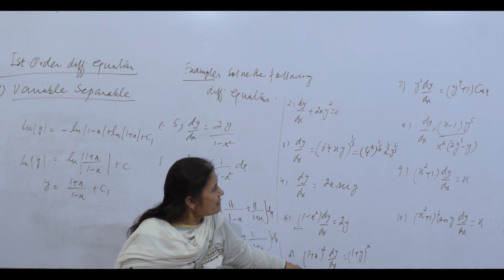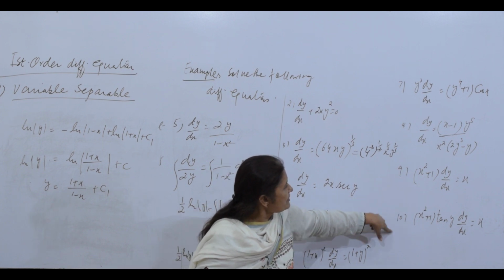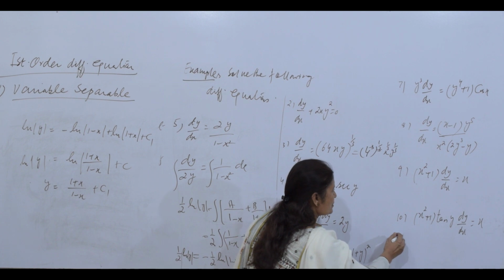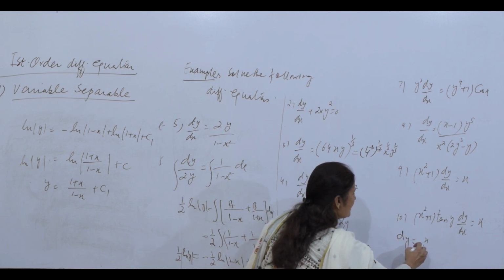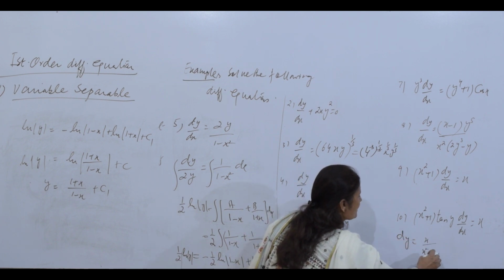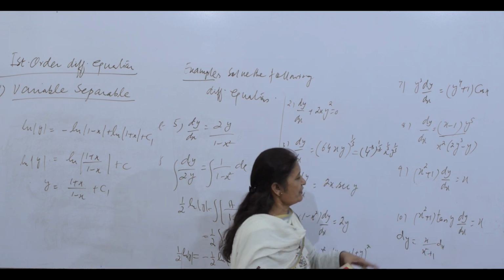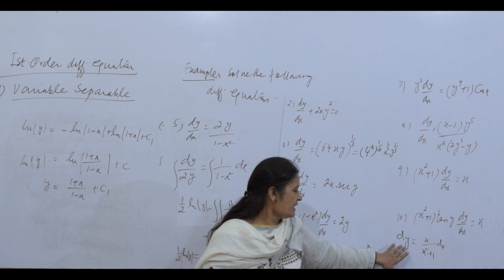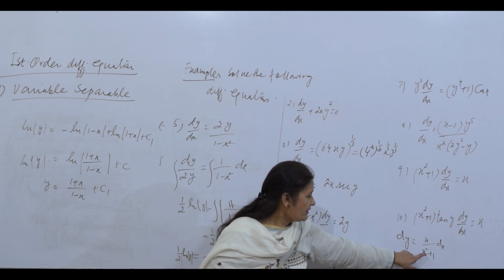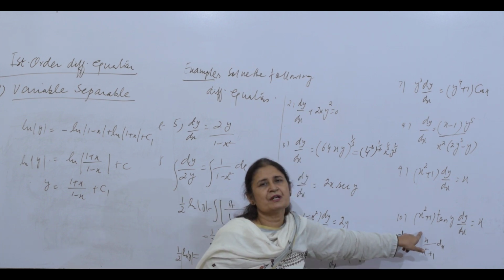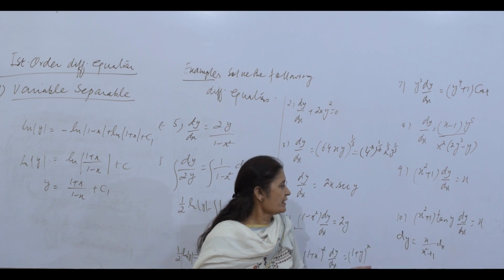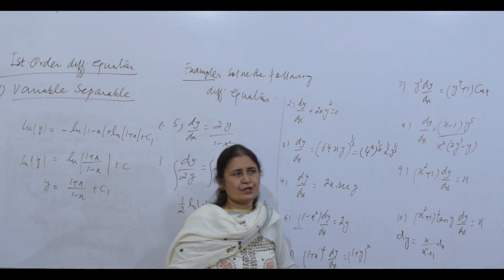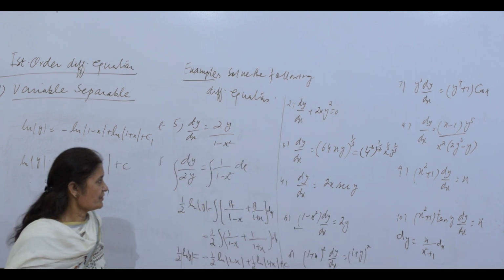Similarly, you can separate variables here. In the ninth question, you have dy is x over x squared plus 1 dx. I have separated variables, and if I integrate, there is y on the left. Here the derivative is 2x, so you multiply and divide by 2, and you can write down the answer. Similarly, you can separate and find the answer.